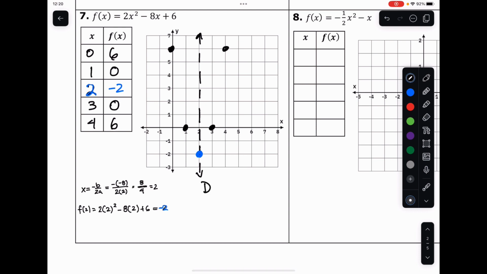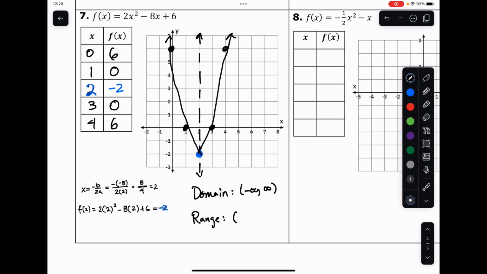Now our domain, let me graph it. So the left side looks like this, and the right side looks like that from the vertex. Now our domain is going to, yet again, be all real numbers, so from negative to positive infinity. And the range is all of the values from the lowest point, which here is negative 2, again, to positive infinity. So that is our range.